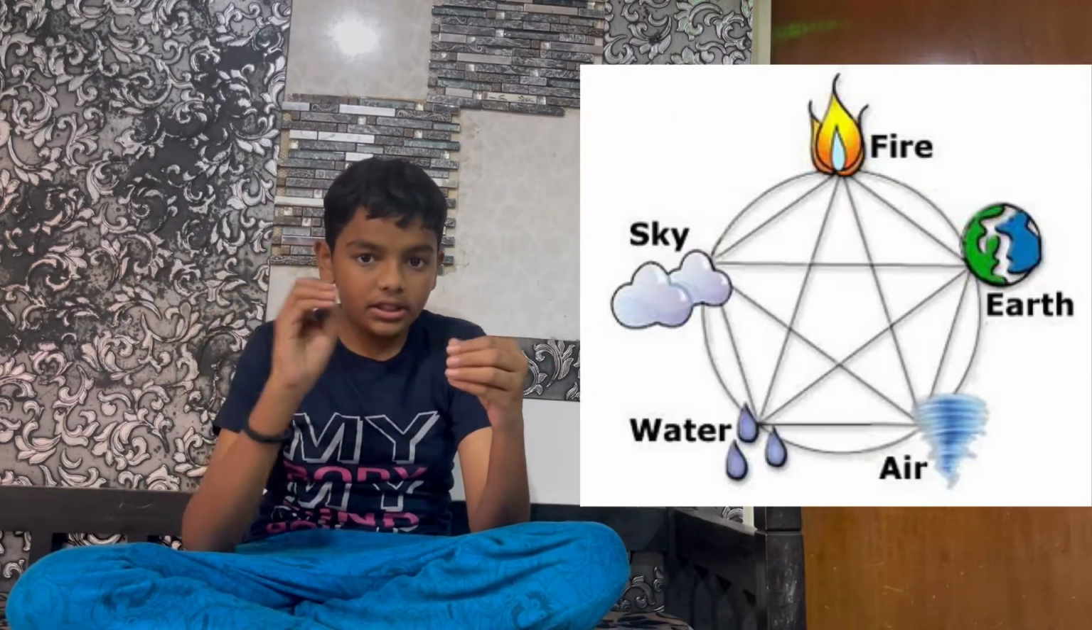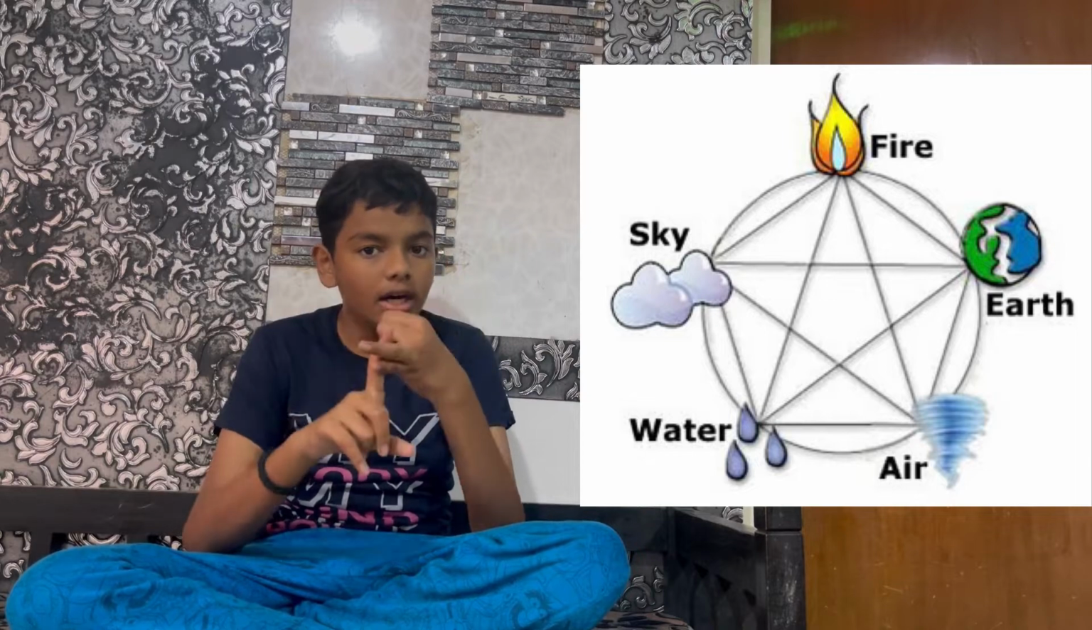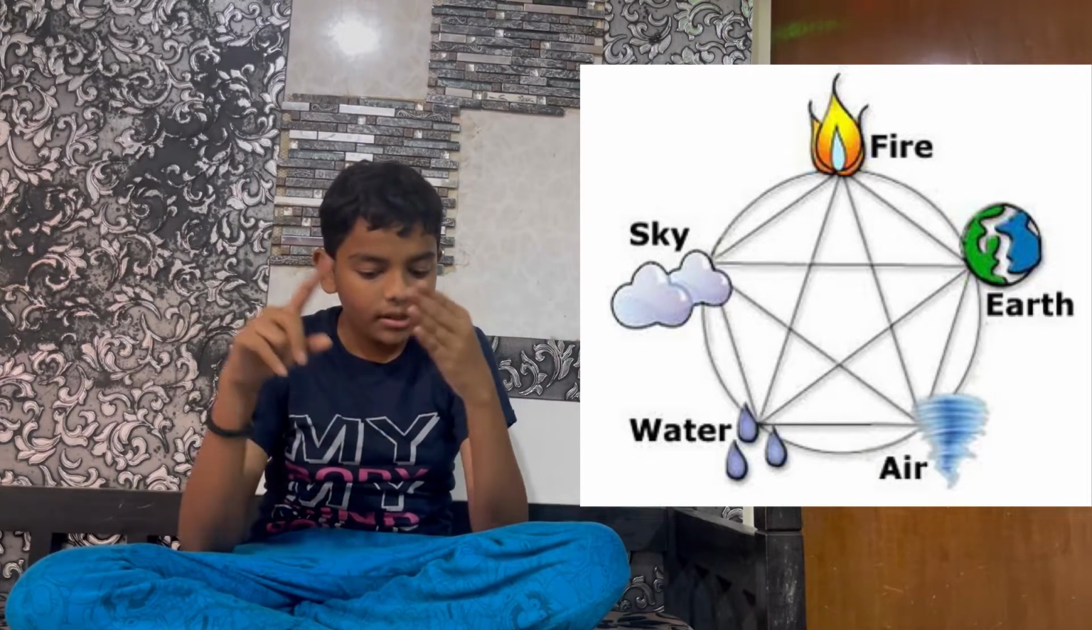Early Indian philosophers classified matter into 5 types, Panch Tattva, that is air, earth, sky, fire, and water. According to them, everything, non-living and living, was made up of these. Ancient Greek philosophers had a similar classification, but it was a little different.